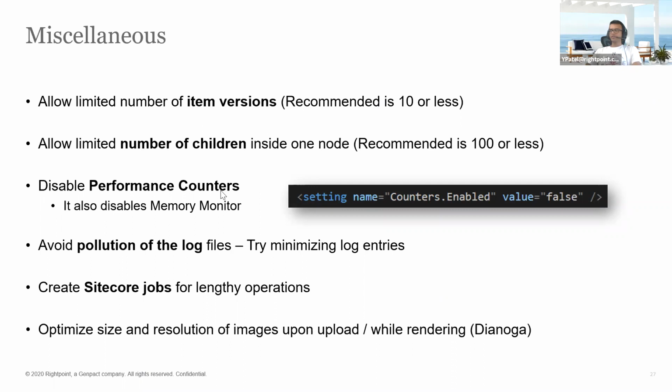Disable performance counters. By default, those are true in Sitecore. So whenever we are deploying to production, just make sure those are disabled, otherwise it will unnecessarily log all the performance counters which are set by default there.